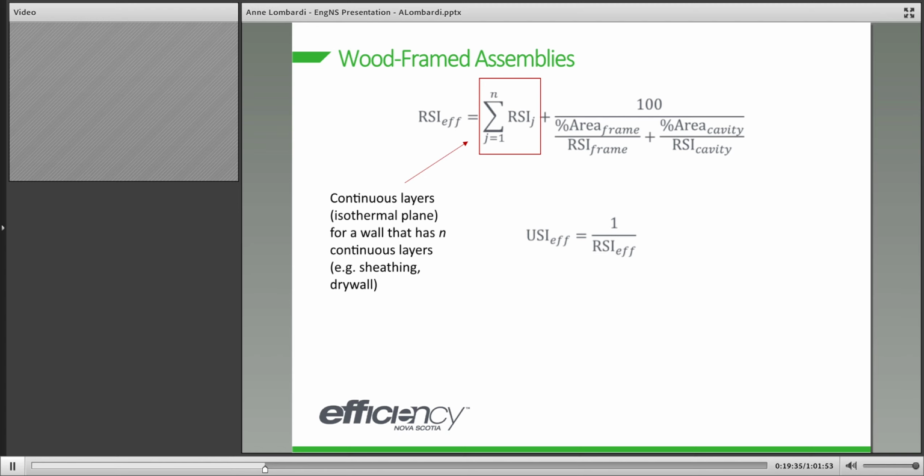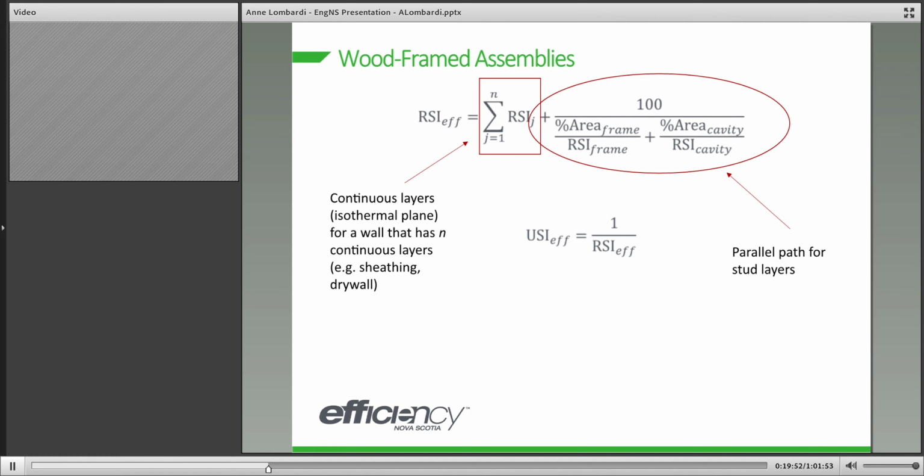Essentially, we add up all the R values for the continuous layers, which is something like your sheathing, your drywall, maybe some rigid foam. Add up all the R values for the continuous layers. The next term is the parallel path term.